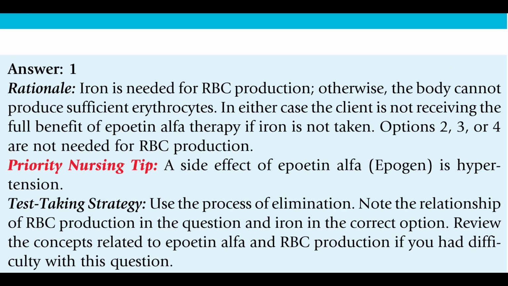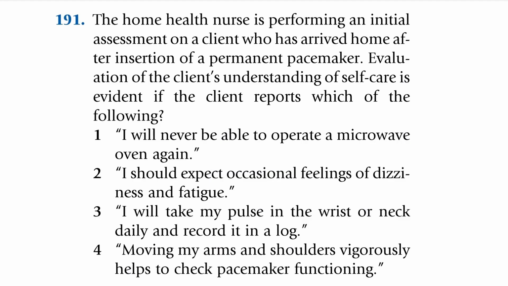Answer 1. Rationale: Iron is needed for RBC production, otherwise the body cannot produce sufficient erythrocytes. In either case, the client is not receiving the full benefit of Epoetin alfa therapy if iron is not taken. Options 2, 3, or 4 are not needed for RBC production.